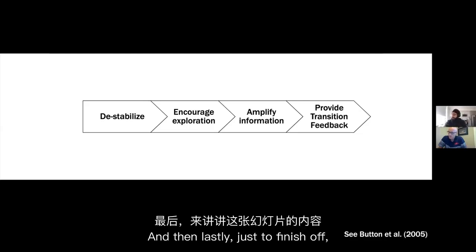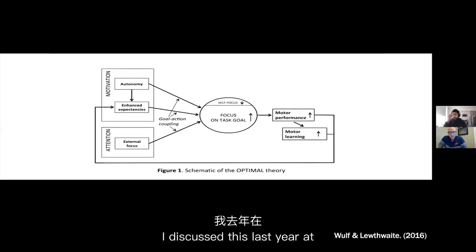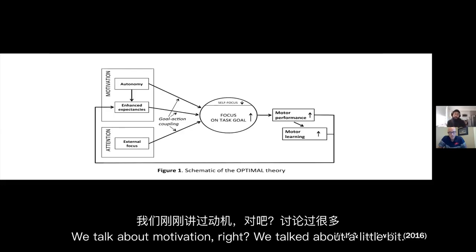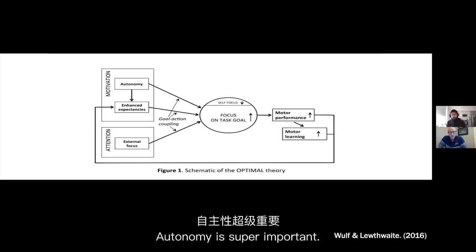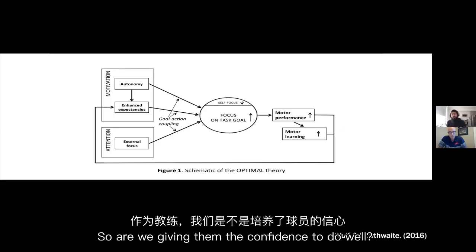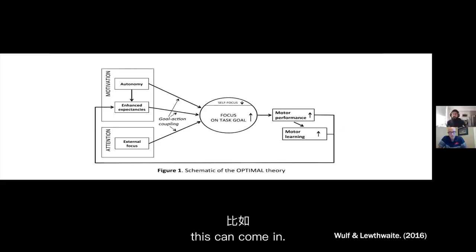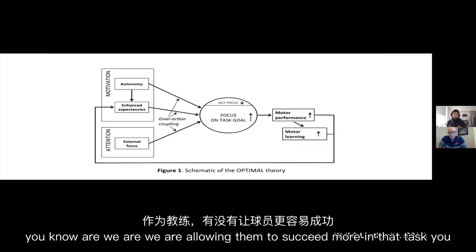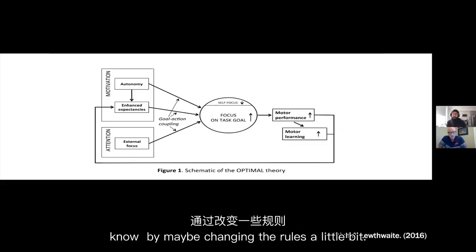And then lastly, just to finish off, I discussed this last year at ABC as well. I think this is putting everything together. We talk about motivation, right? We talked about it a little bit. Autonomy is super important. Enhanced expectancy is confidence, right? Are we giving them the confidence to do well? Now, this can come in if we're doing a drill or whatever, and are we allowing them to succeed more in that task, by maybe changing the rules a little bit.